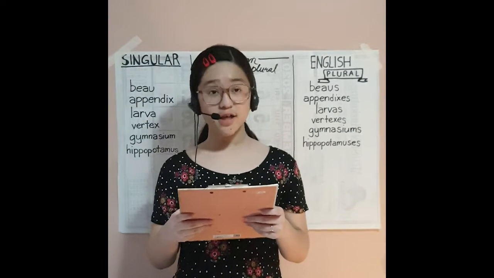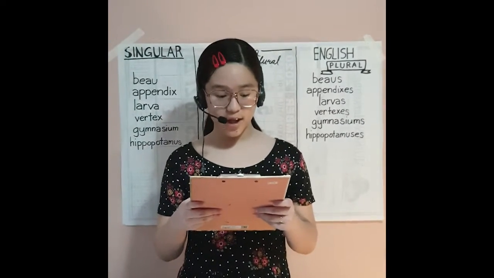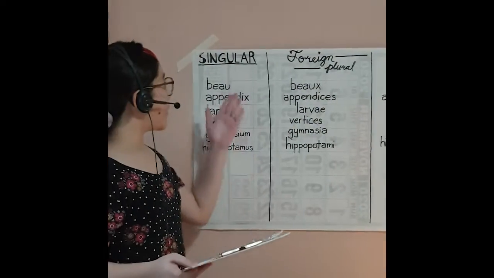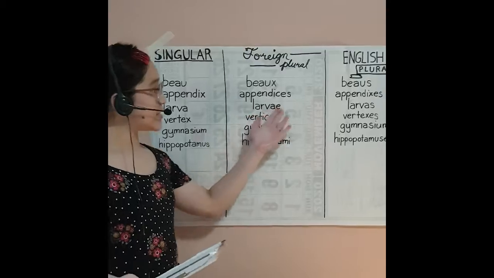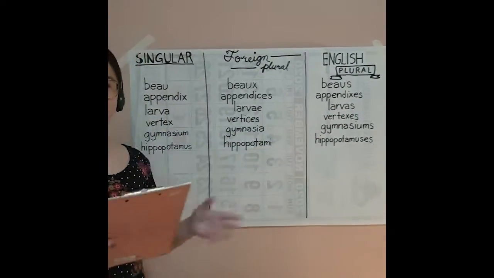But there are some foreign nouns in English that have both the foreign plural and English plural form, like these: bill, bills; appendix, appendices, appendixes; larva, larvae, and larvas.